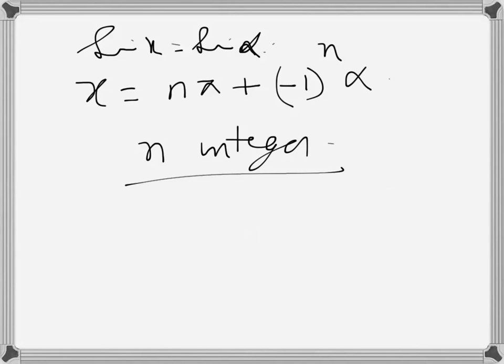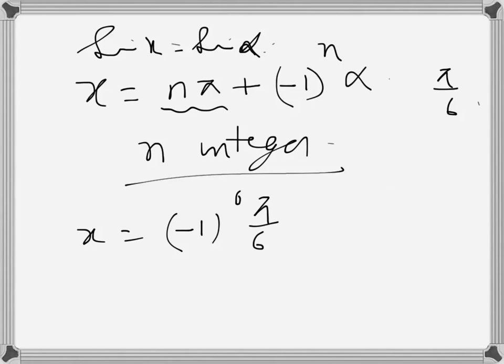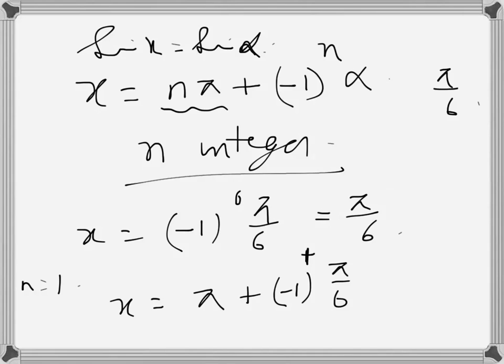So for our previous case, alpha was pi by 6, of course. When n is 0, the first term would be 0 and the other would be minus 1 to the power 0, which is 1. So this is our first solution. When n is equal to 1, this would become pi plus minus 1 to the power 1 times pi by 6. Minus 1 to the power 1 is negative, so that's the other solution.